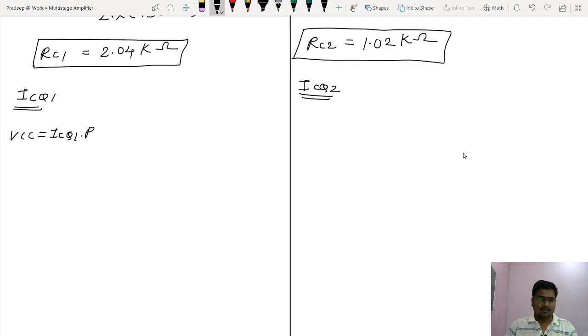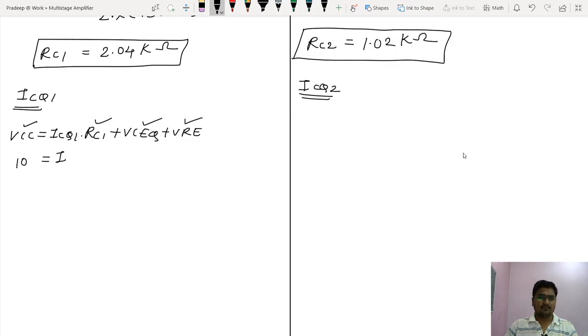It will be VCC equals ICQ1 multiplied by RC1 plus VCEQ1. VCQ1 equals VCQ2 equals VCQ, so I will not write VCQ1 or 2, I'll just write VCQ, plus VRE. Now see, in this equation VCC is known, that is 10. RC1 you have just calculated, 2k. VCQ is 5, and VRE is 1.5.